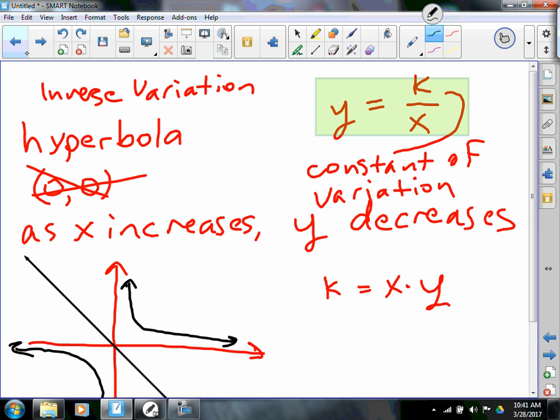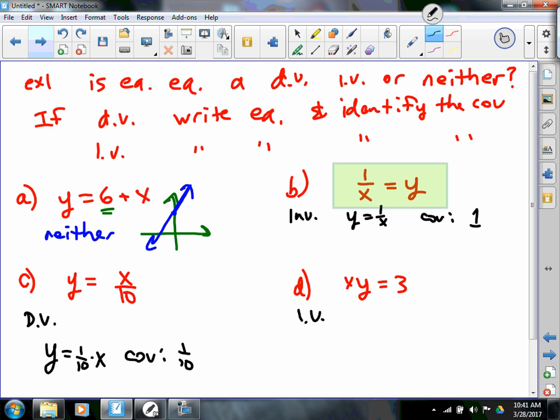Remember, the form for inverse has got to be of the form y equals some number divided by x. Y equals 3 over x. And the constant of variation is 3.